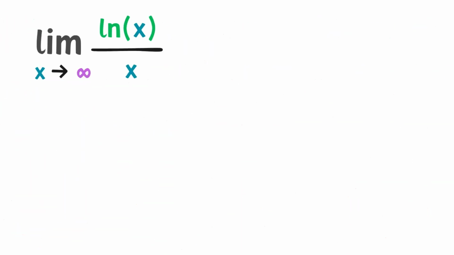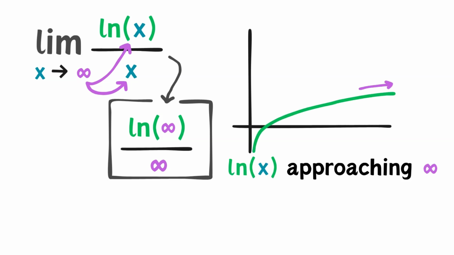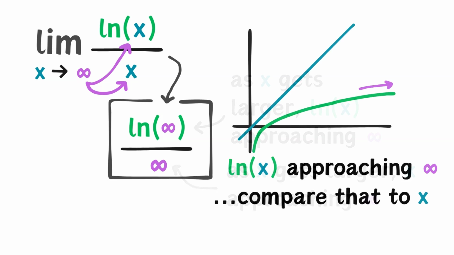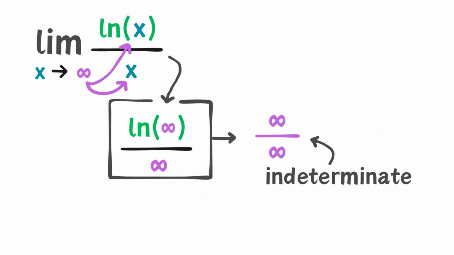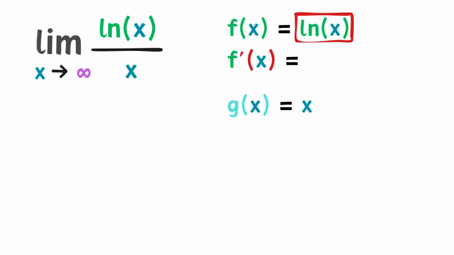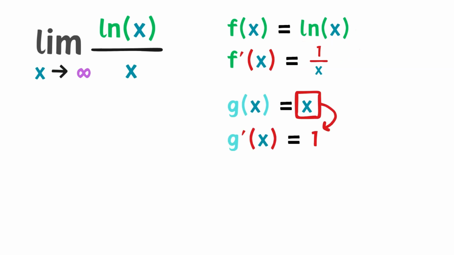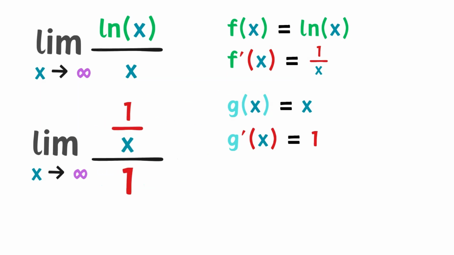Alright, now let's try a limit together and see if we can use L'Hopital's rule. What is this limit? Well, as x grows larger and larger, the natural log of x grows slowly, but x grows really fast. However, both still approach infinity, and infinity over infinity is indeterminate. So let's use L'Hopital's rule and take the derivatives. The derivative of the natural log of x is 1 over x, and the derivative of x is just 1.